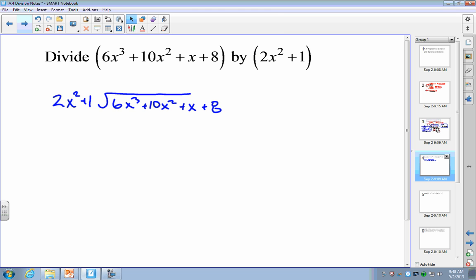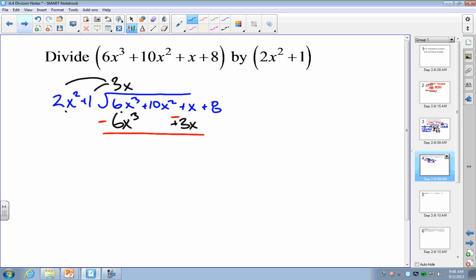So now, how do you get a 2x squared to be a 6x cubed? Let's try a 3x. So we multiply. So 6x cubed plus the 3x needs to go over here so it stays under the term it belongs to. Flip the signs and add. Those cancel. This drops down. This goes to minus 2x.